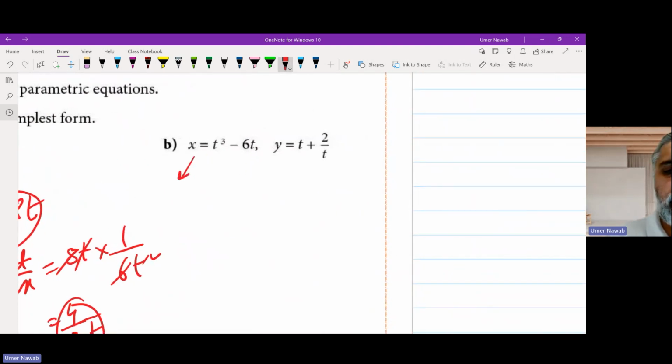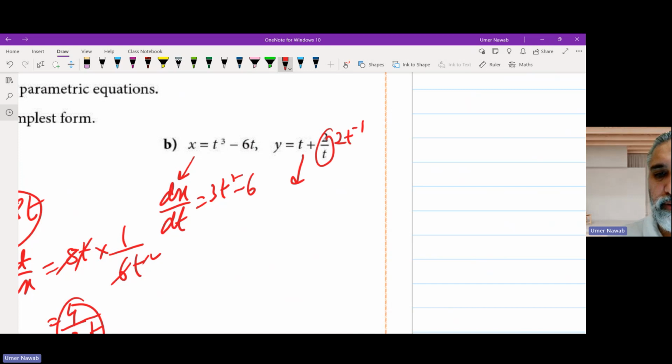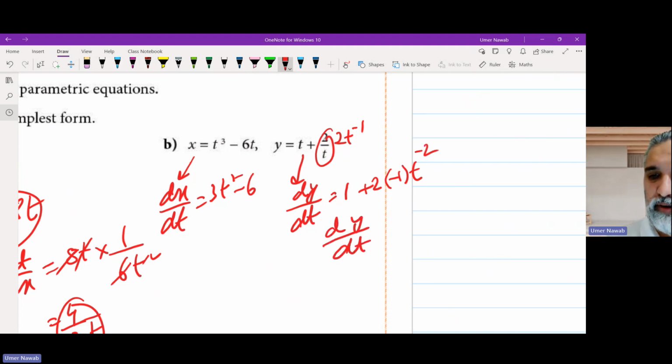Now from here, I'm going to get dx over dt, guys. It is 3t squared minus 6. And this will give you, can I write it as 2t raised to minus 1? So this is giving you dy by dt. The derivative of t is 1. And the derivative of 2t to the minus 1: the power goes back, I subtracted 1, so minus 1 is minus 2. My dy by dt is coming to me as 1 minus 2t raised to minus 2.